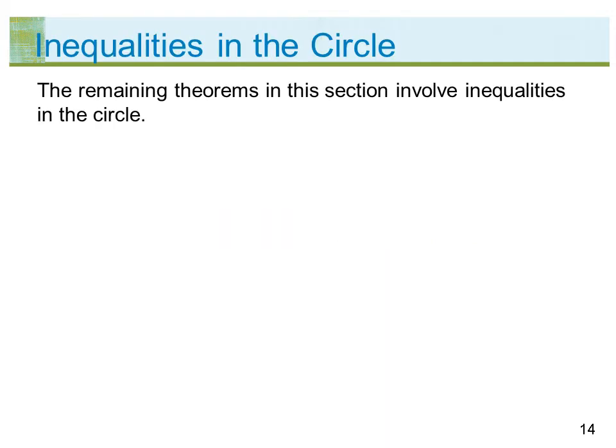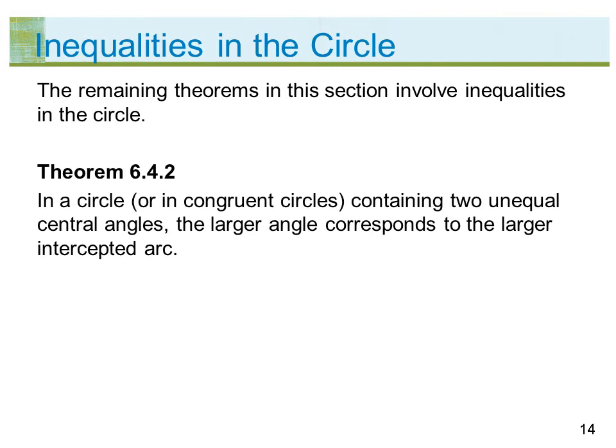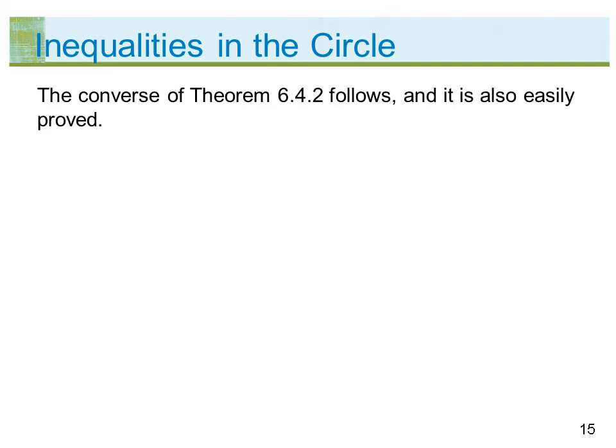The remaining theorems in this section involve inequalities in the circle. Theorem 6.4.2. In a circle, or in congruent circles, containing two unequal central angles, the larger angle corresponds to the larger intercepted arc. The converse of Theorem 6.4.2 follows, and it is also easily proved.